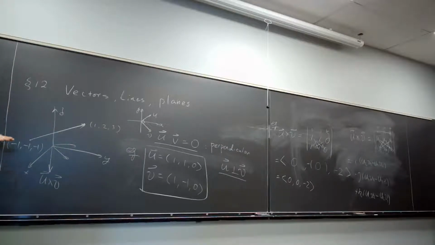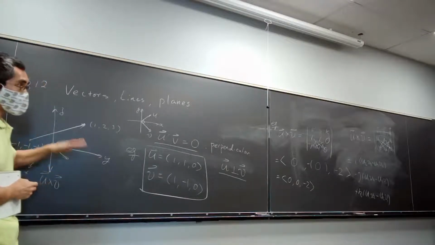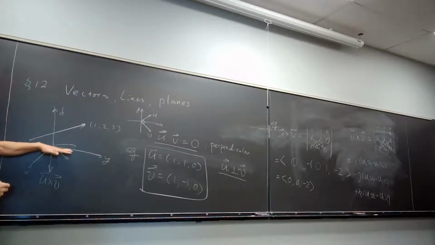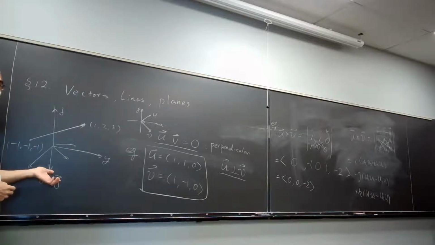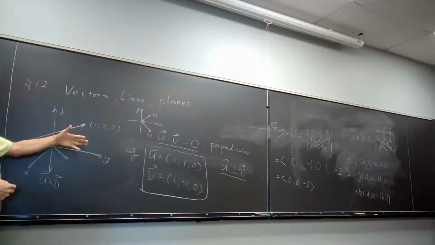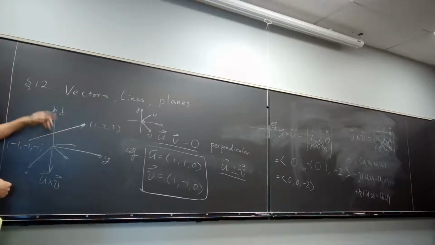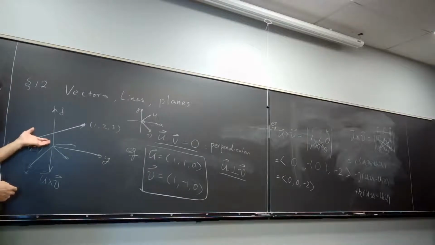Actually, it's perpendicular to the plane spanned by u and v. So this cross product always gives you a vector that is perpendicular to u and v. What if u is parallel to v? Then which direction would it point to? There is not a clear direction that is perpendicular to u and v, right? Because u and v are in the same direction. So u and v are both here, then everything around will be perpendicular to it.